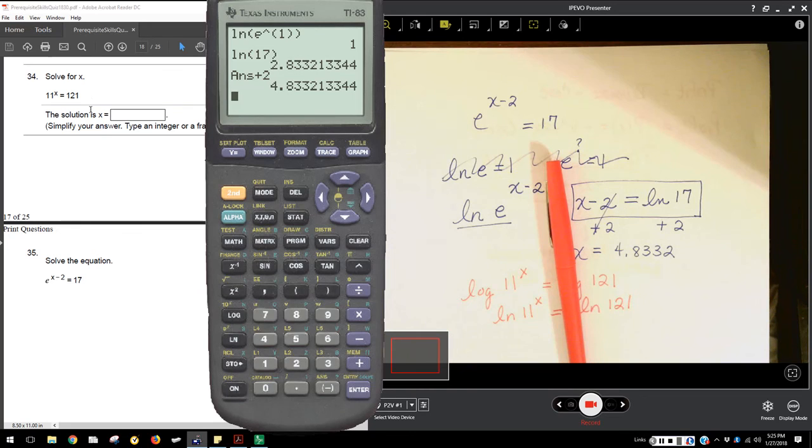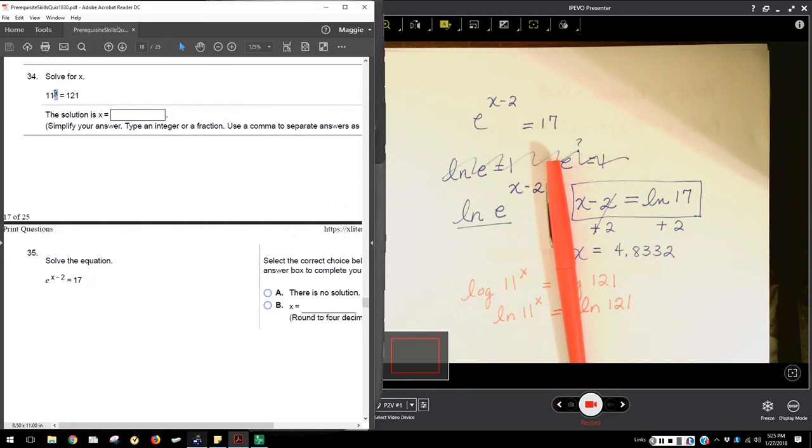But I gave you that one deliberately to get you into the idea that what you're asking yourself here is: how many times do you multiply 11 times each other to get 121?